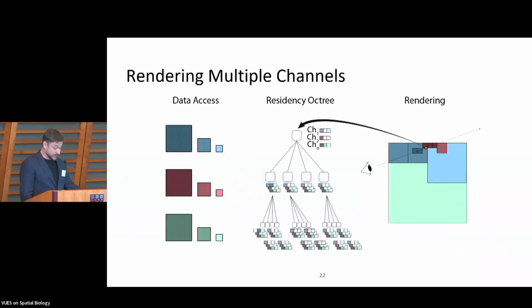So, a little illustration here. We can start the residency octree traversal at the root node and traverse the tree until we reach an empty node or a leaf node. And then we can process each channel individually. So we might, for example, for the blue channel, access the medium resolution, for the red channel, the highest resolution, and for the green channel, maybe it's less important, so we select low resolution.